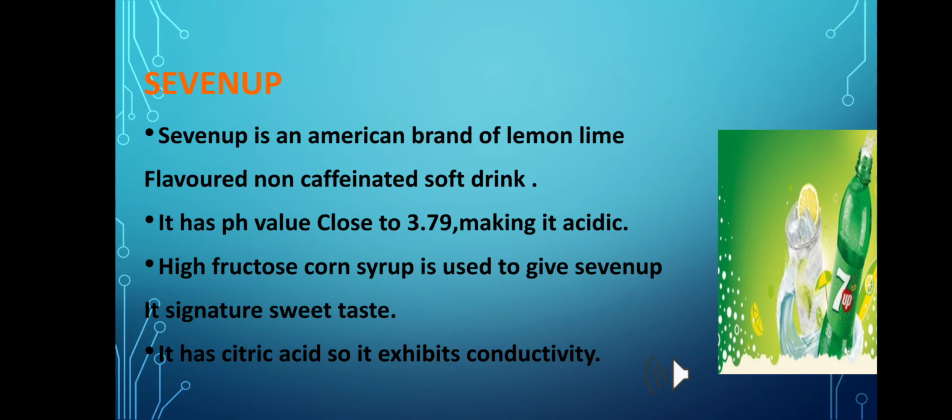This slide describes 7-Up. 7-Up is an American brand of lemon-lime flavored non-caffeinated soft drink. It has a pH level close to 3.79, making it acidic. High fructose corn syrup is used to give its signature sweet taste. It has citric acid, so it exhibits conductivity.